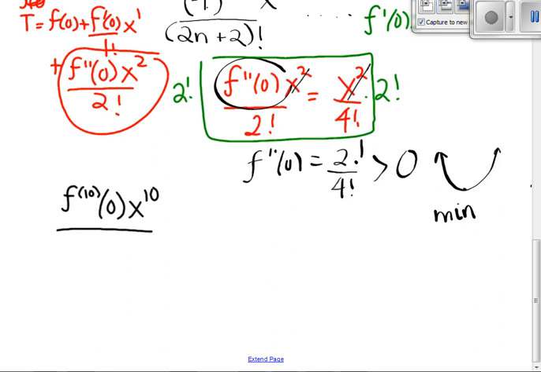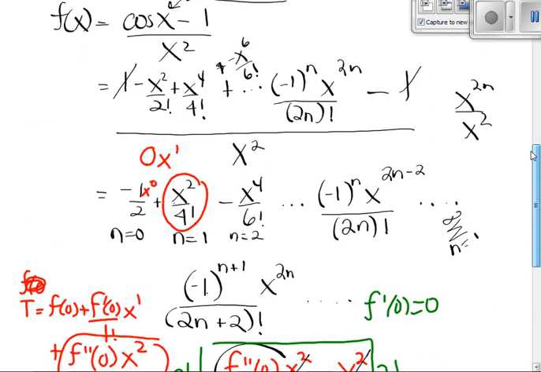And for this particular function, over 10 factorial, now that's the Taylor one. The coefficient of the 10th one would be what? x to the 10th over 12 factorial, and is that positive or negative? Well, I think it's negative, isn't it? Put it into our little general form here.